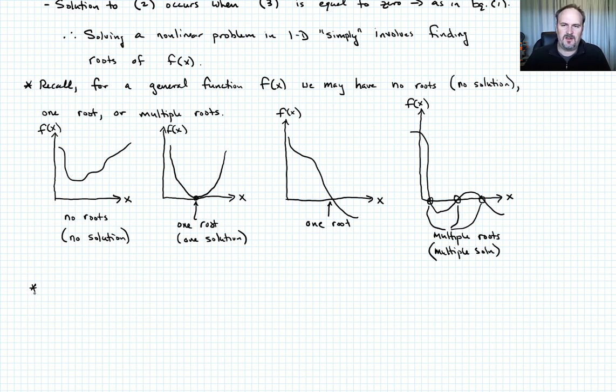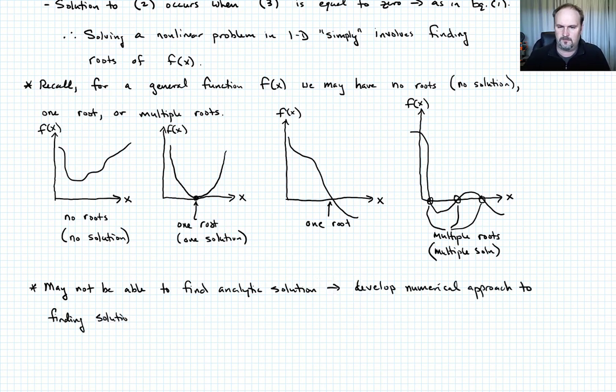So for a general function f of x, we may not be able to find the analytic solution. And so what we want to do here is develop a numerical approach to finding it. And this approach is going to be iterative, which means that we're going to guess a solution, use that to get us to a different solution, then use that solution to get us closer to another solution, and so on and so forth.